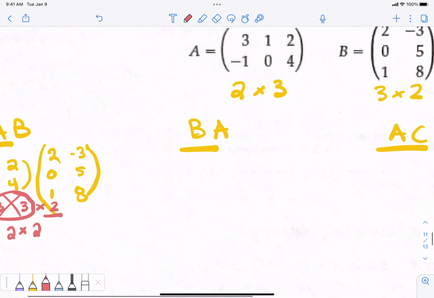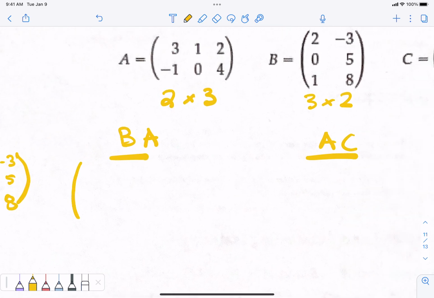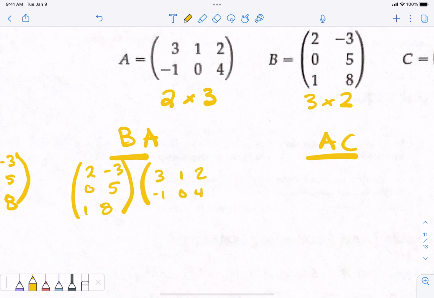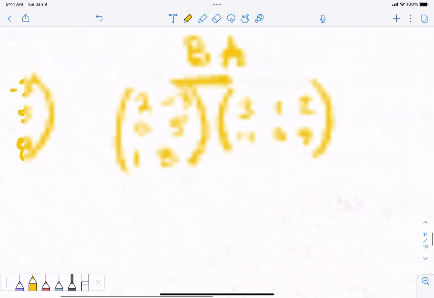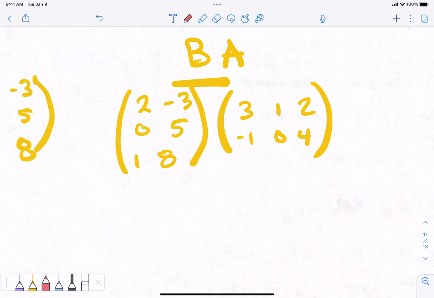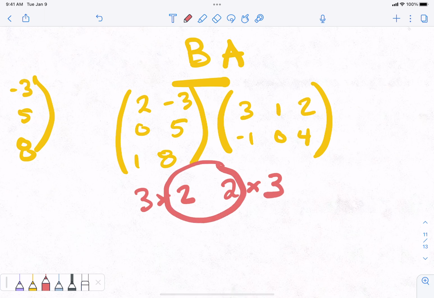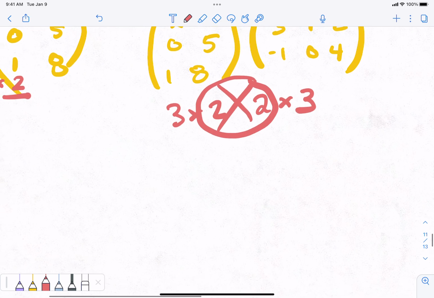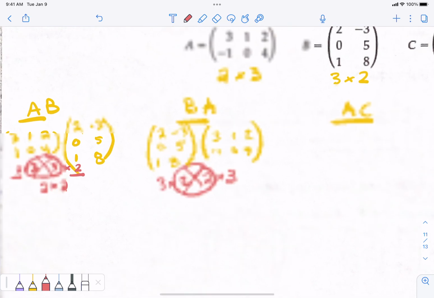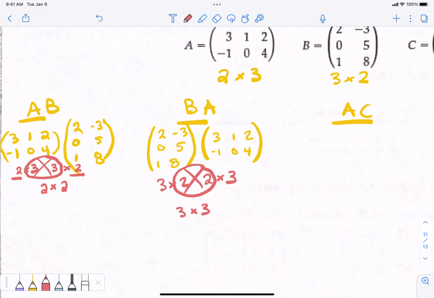If I take B times A, let's copy B. B was a 2, negative 3, 0, 5, 1, 8. A, 3, 1, 2, negative 1, 0, 4. If you recopy it, it looks like that. And they have to go in that order. B is a 3 by 2 and A is a 2 by 3. So can you multiply them? Yes, the middle two pieces are the same, but when you multiply them, you will end up with a 3 by 3. So, is AB the same as BA? No, they won't even be the same size, right?